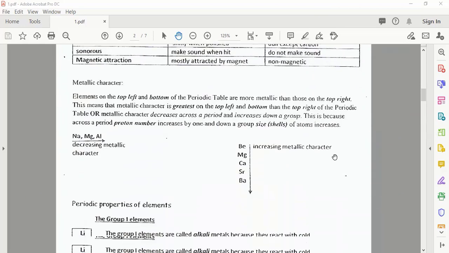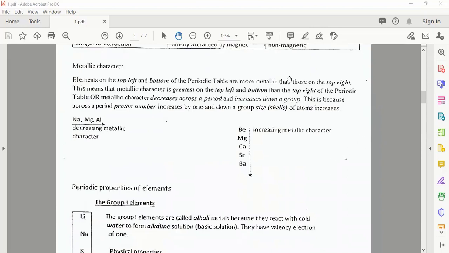No confusion. Okay. Now they are talking about the metallic character in the periodic table. As I discussed with you before, if you look from the left to the bottom, for example, group 1. They have given here lithium, sodium, potassium. Elements on the top left of the periodic table are more metallic than those on the top right.